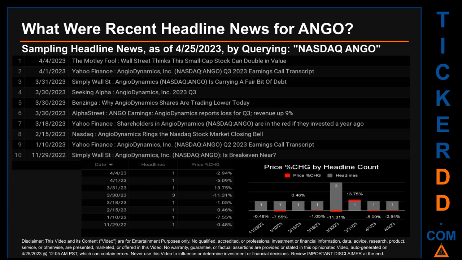Friday, March 31, 2023 was the day with the highest percentage change in price when we compare opening versus closing price for the ticker. The day saw a jump of 13.75% when ANGO opened trading at $9.09 and closed at $10.34. There was one found headline when Simply Wall Street published the headline that read, "ANGO Dynamics is carrying a fair bit of debt."